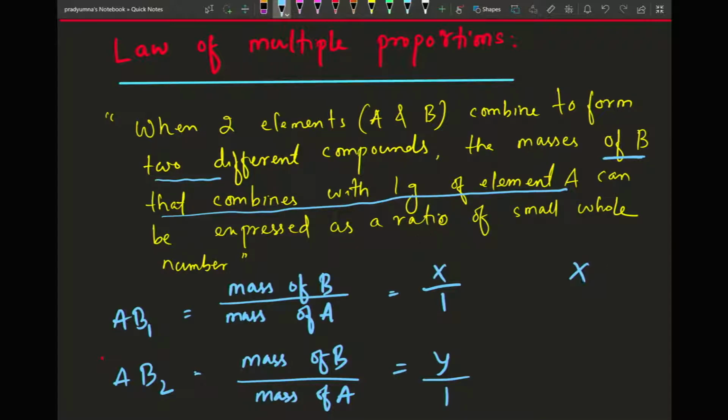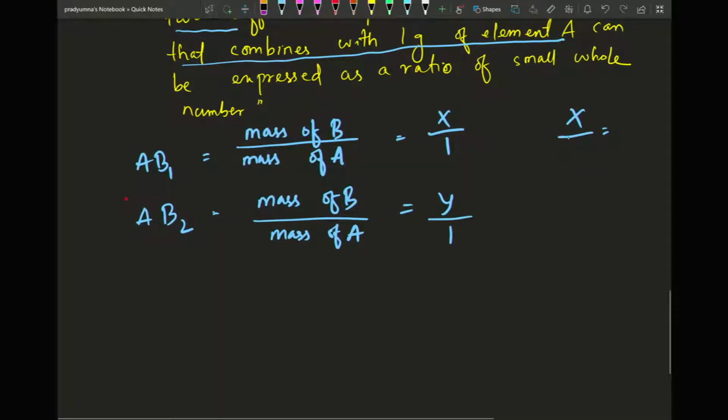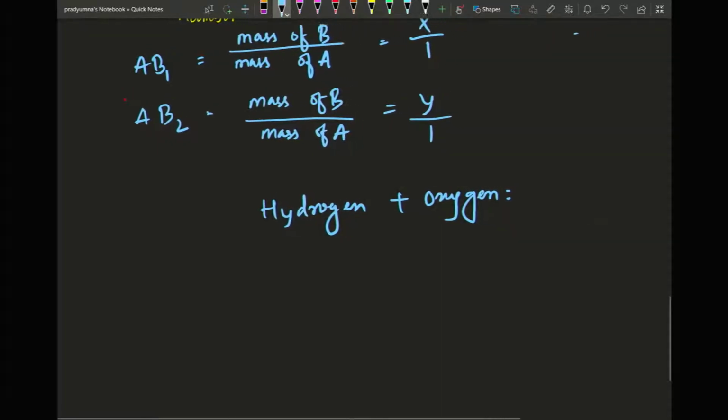So if we take a ratio between x and y, this ratio would be a small whole number ratio, like 1 to 2, 1 to 3, 2 to 1, or 3 to 2. So this is going to be a small whole number ratio. Let's look at a real example. I'm sticking with the example of hydrogen and oxygen. Hydrogen and oxygen is going to give you water.